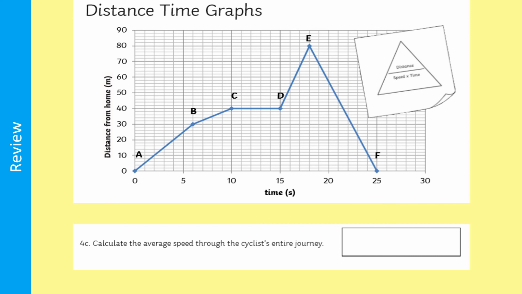And this is the last part of the question. Calculate the average speed through the cyclist's entire journey. So we know from the previous part that he traveled 80 meters to there and another 80 meters to there. That is 160 meters for a distance traveled. And here is the time, 5, 10, 15, 20, 25 seconds for the whole journey. So let's put in our formula. Speed equals distance divided by time equals 160 meters divided by 25 seconds gives us an average speed of 6.4 meters per second.